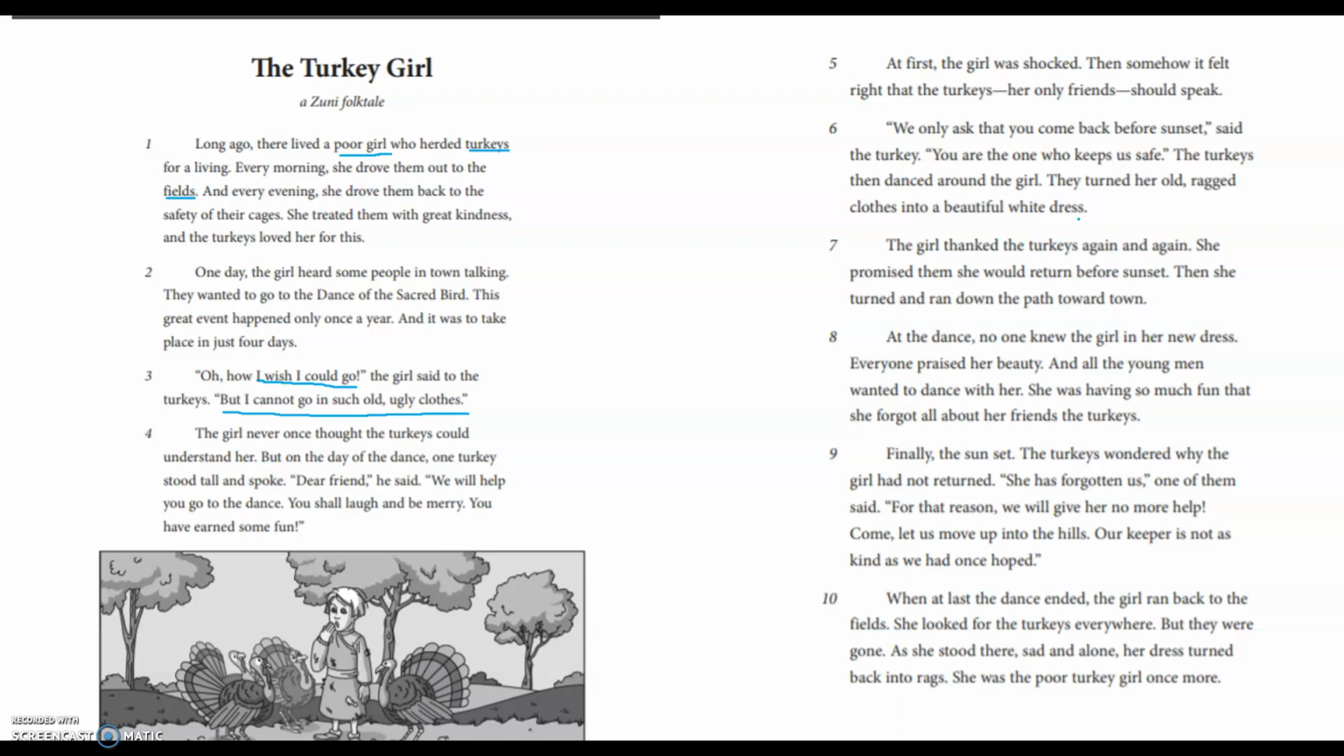How does the girl respond to the turkey telling her that she should go to the dance?